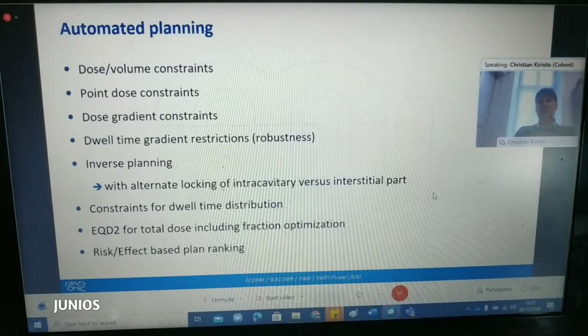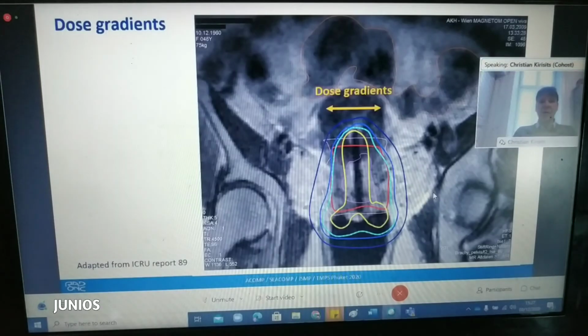where intracavitary and interstitial are analyzed and optimized separately. We also need constraints for the dwell-time distribution to avoid hotspots. And you also have to take into account the EQD2 for the total dose and also risk-effect-based plan ranking. So I think this automated planning in brachytherapy will be a future, but we have to work so that it becomes realistic. What do I mean?